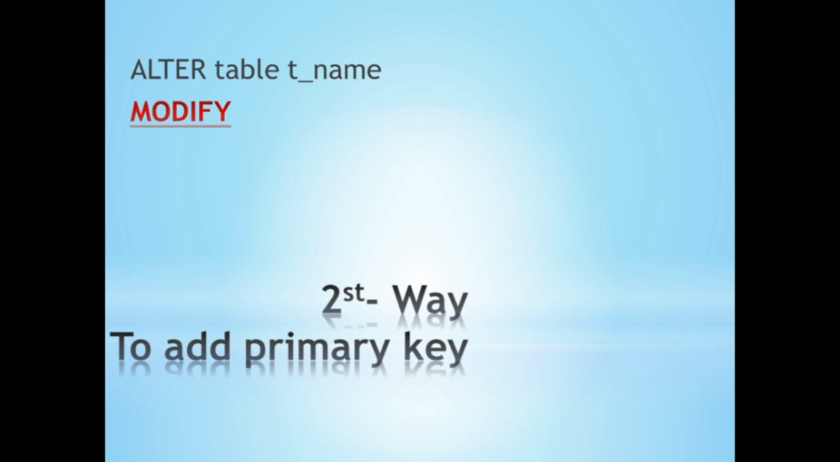There is another way to add a primary key. As usual, first part, alter table name, is common. Here we are going to use the modify clause. Previously we used the add clause. Here we are going to use the modify clause. Third part is very important. Here we are going to give the column name with the data type, then the primary key keyword. So we'll discuss with the example.